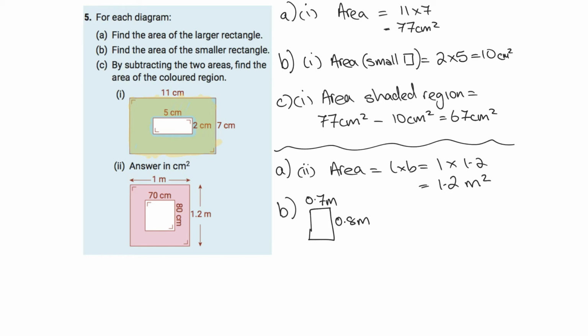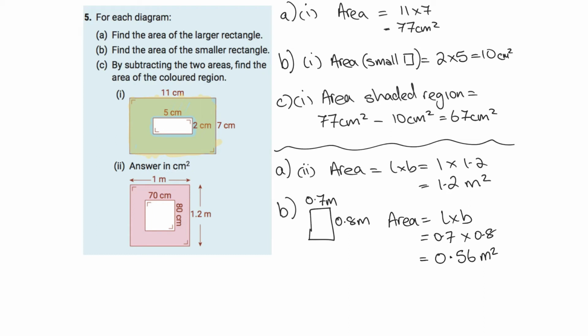Okay, so 0.7, sorry, I should start off by writing down what I'm finding. It's the area. The area is length by breadth, which is 0.7 multiplied by 0.8. 7 eights are 56. Now it's not 5.6 is your answer. It's 0.56. So make sure that you do that in your calculator so you don't make any mistakes. So 0.56 metres squared.